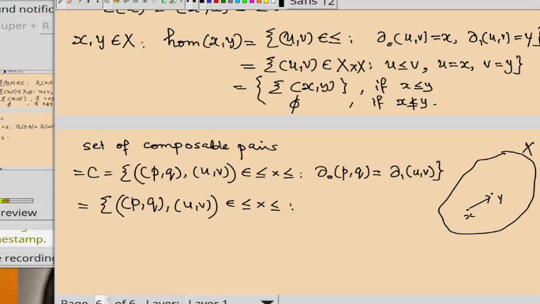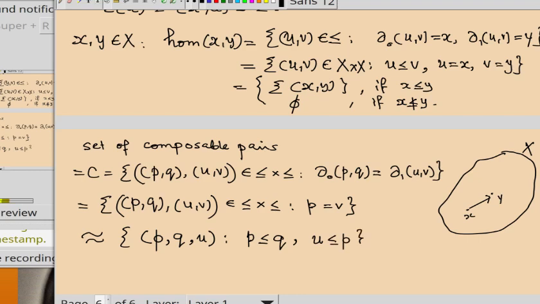This is nothing else. PQ is in relation, so P is less than or equal to Q, so partial 0 is P and this is equal to V. So this set is in bijective correspondence with P, Q, U such that P is less than or equal to Q and U is less than or equal to P. Okay.